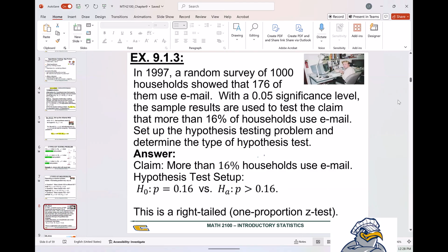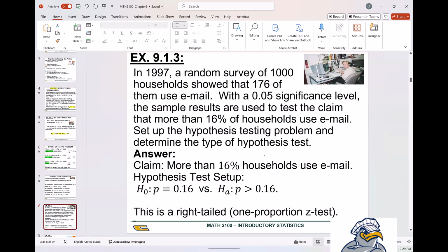So let us look at example 9.13 here. In 1997, a random survey of 1,000 households showed that 176 of them use email. With a 0.05 significance level, the sample results are used to test a claim that more than 16% of households use email. So here we talk about percent, which means proportion. At this point you have to be very clear about when they talk about mean or when they talk about proportion. Then set up the hypothesis testing problem and determine the type of hypothesis test.